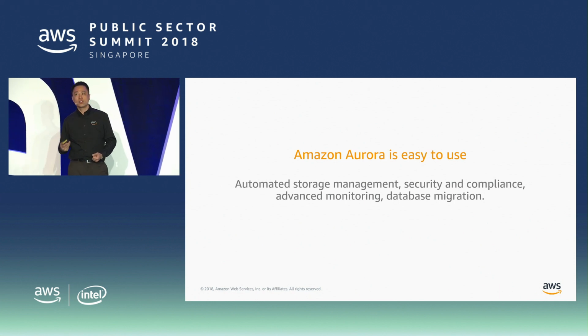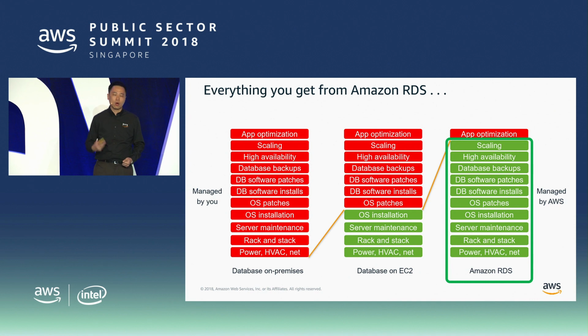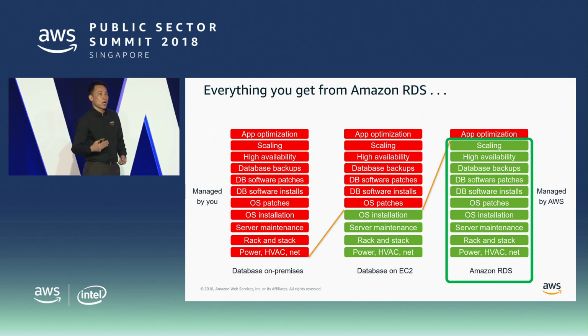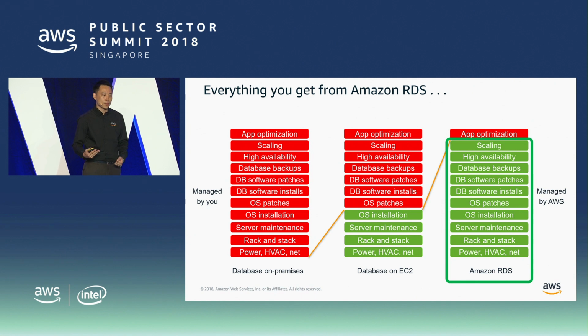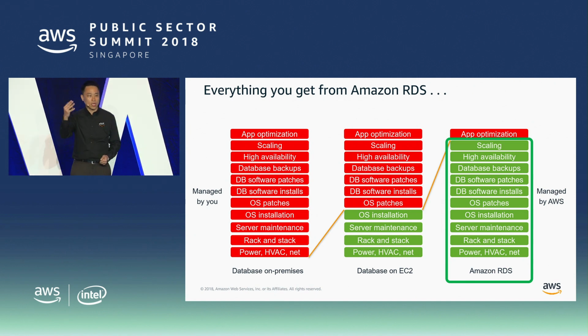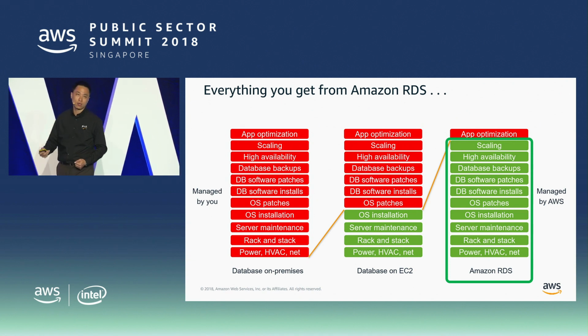What about the ease of use? Again, the RDS database already helps our customers solve a lot of problems and minimize the overhead for the day-to-day operation. Here is the diagram to show you how we are able to minimize the operation. On the left-hand side, you can see all the stuff you need to do by yourself. If you set up the database by yourself or on-premises, you need to do the app optimization, scaling, taking care of the availability, backup, OS patching, installation, and all things.